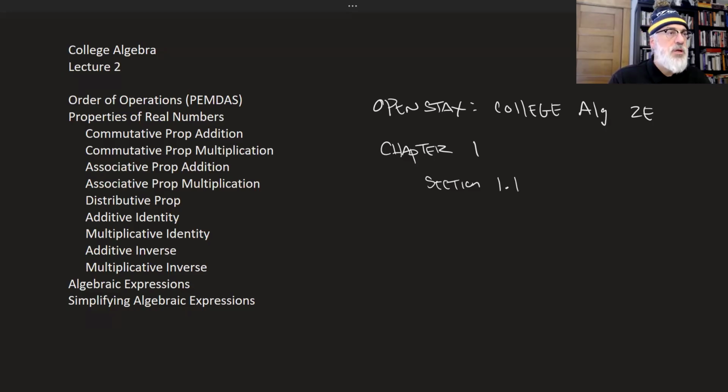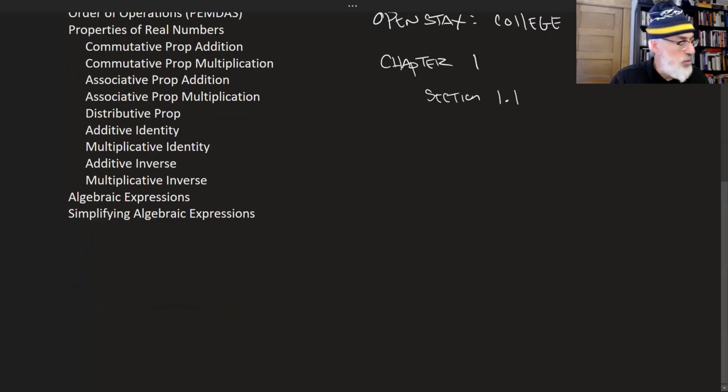Otherwise, we are doing today the order of operations, PEMDAS, the properties of real numbers, which includes the commutative properties, associative properties, the distributive property, and then the additive and multiplicative identities, additive and multiplicative inverses. And then we'll look at algebraic expressions and simplifying algebraic expressions. Seems like a lot, but it should go rather quickly, I think. So let's start with the order of operations. And this should all act as a review before we get into the actual meat of the college algebra lectures.